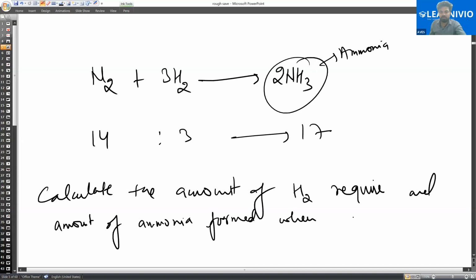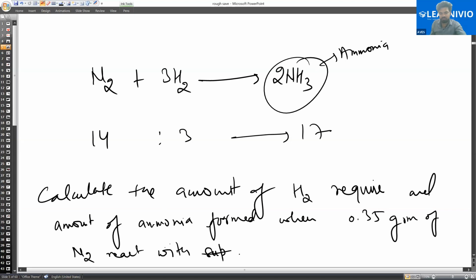Ammonia formed when 0.35 grams of N2 reacts with sufficient H2. Okay. So you have to tell me the answer: if you have 0.35 grams of N2 gas, how many grams of hydrogen will be required to completely react with this 0.35 grams of nitrogen? And also tell me how many grams of ammonia is going to form. Just tell me.